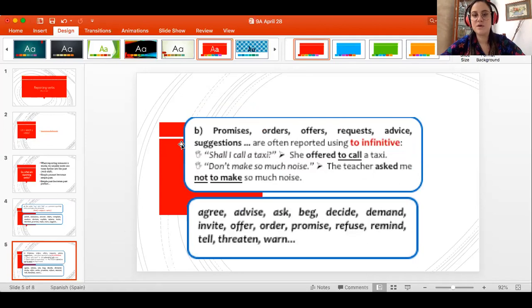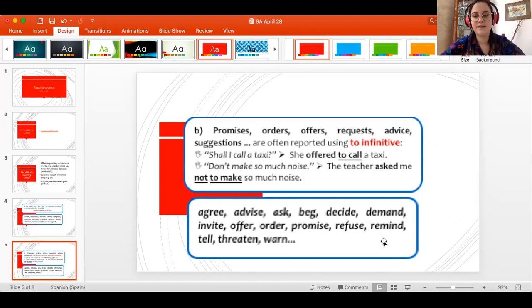For promises, orders, offers, requests, advice, and suggestions, we report them using to infinitive. For example, she offered to call a taxi. The teacher asked me not to make so much noise. Other verbs that are used with an infinitive with to are agree, advise, ask, beg, decide, and all the rest that is in this box.